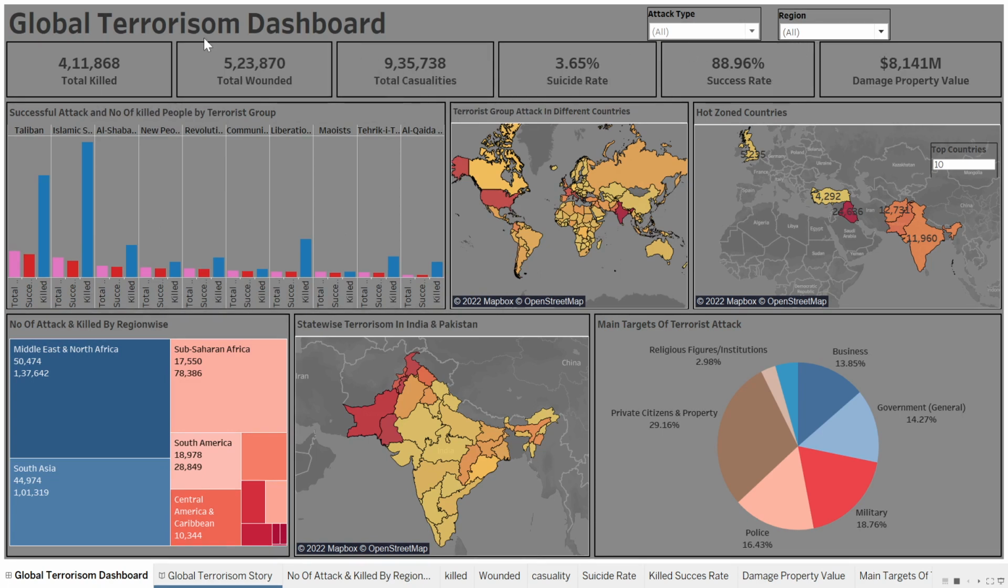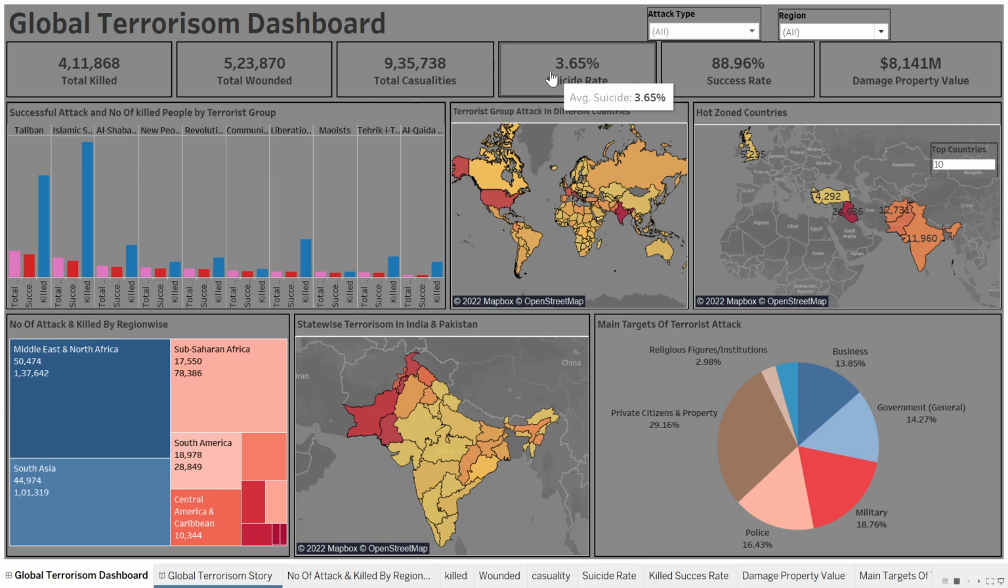The first KPI is total killed people from 1970 to 2017. There are 411,868 people. The second KPI, total wounded, is 523,870 people, and the third KPI, total casualties, is 935,738. Total casualties means this plus this, okay?